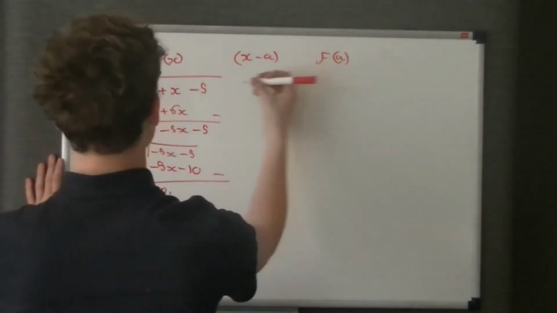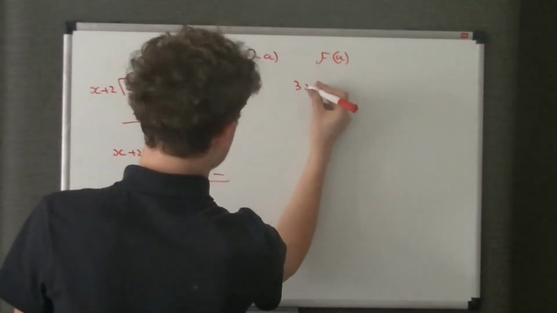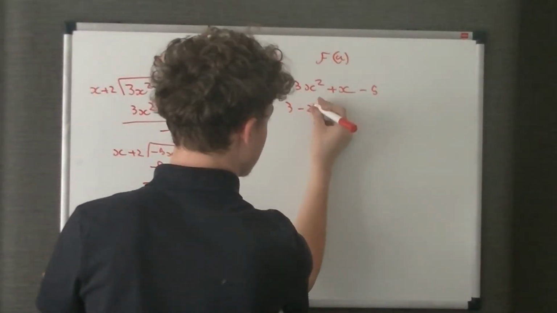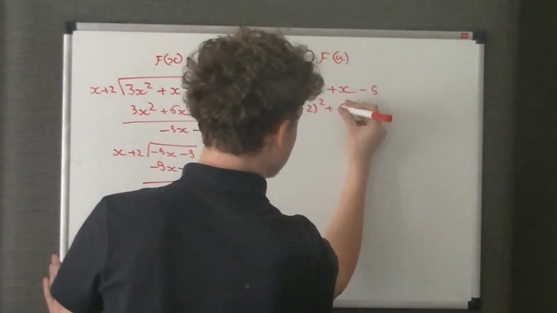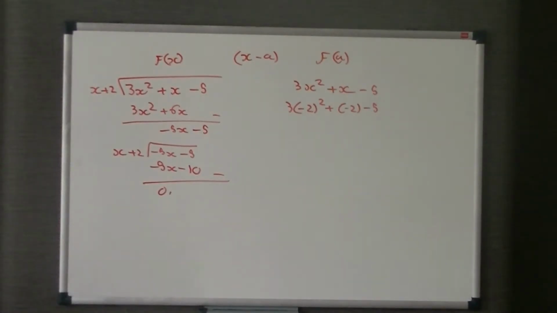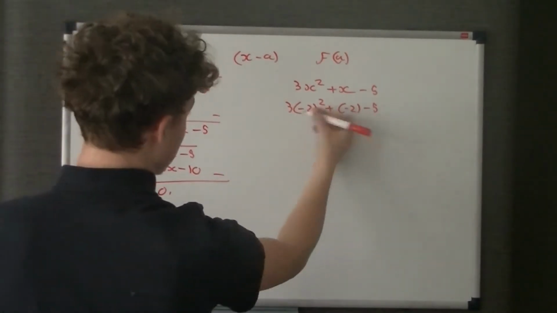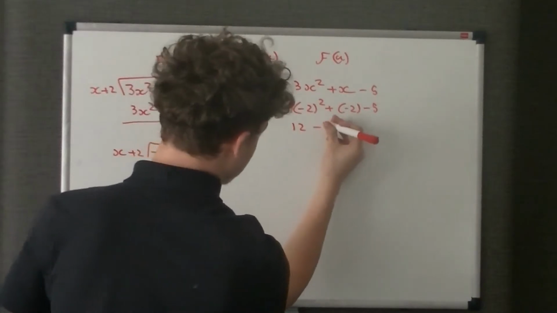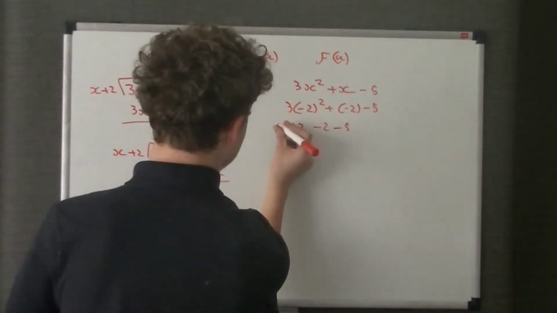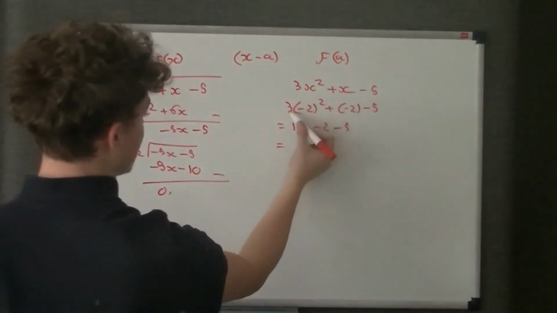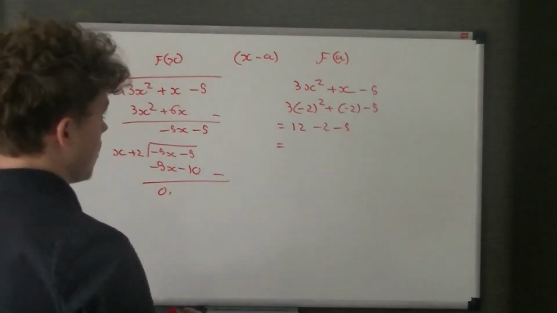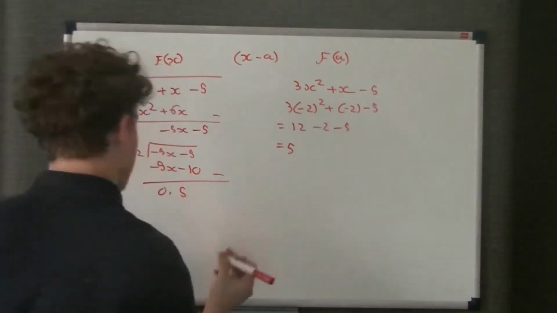So yeah, if we put f of minus 2 into this equation, 3x squared plus x take 5, we put minus 2 into the equation: 3 times minus 2 squared plus minus 2 take 5. 2 squared is 4, times 3 is 12, take 2, take 5, and that gets us an answer of 5, which is exactly what we got here.